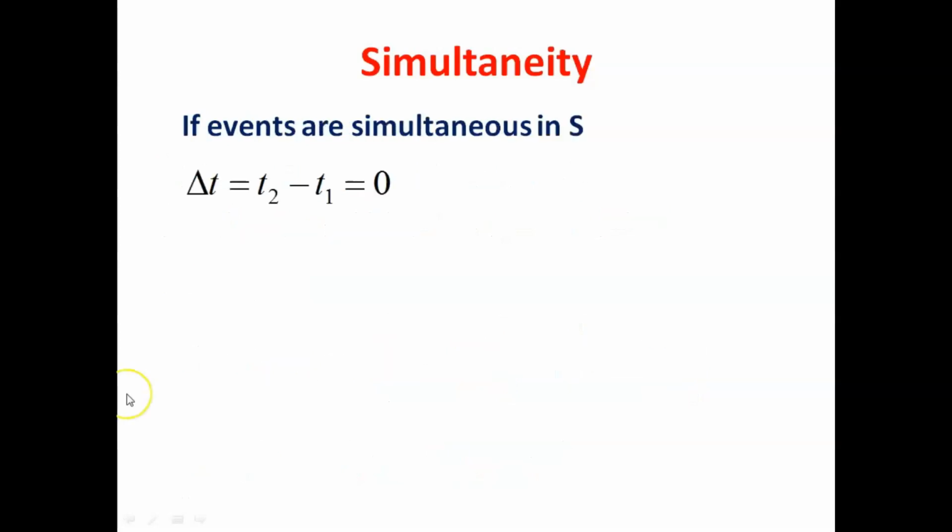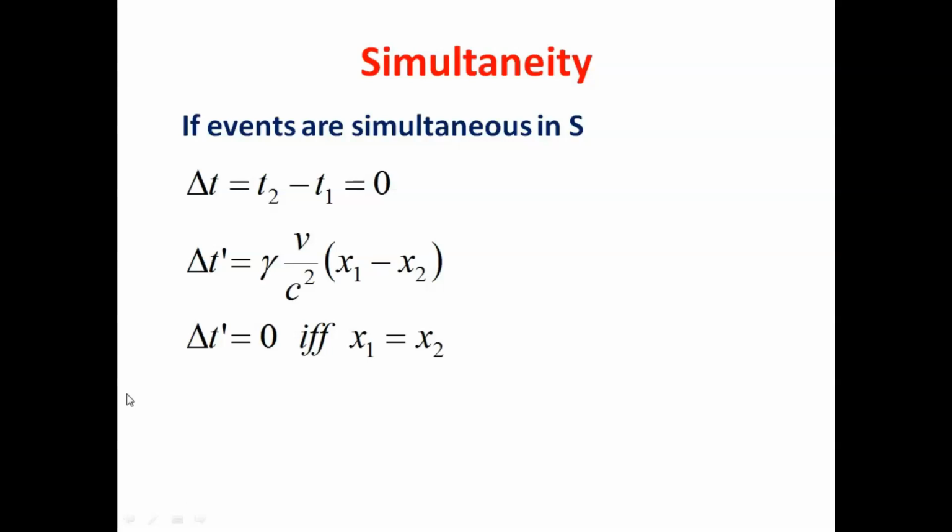It is simple. Now, if events are simultaneous in frame S, it means t2 must be equal to t1. Therefore, delta t is equal to 0. Then our formula tells delta t dash is not 0, in fact it is gamma times v upon c square into x1 minus x2.